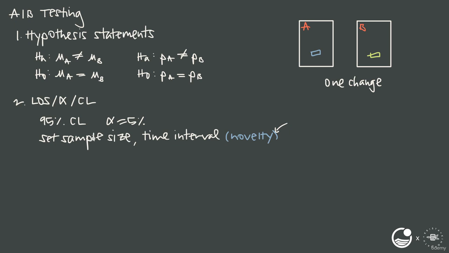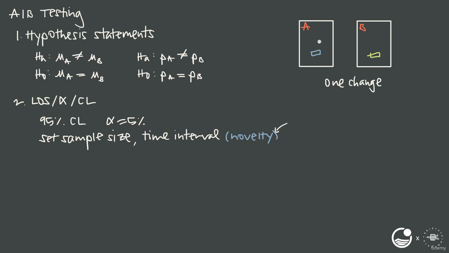So with all that in mind, we pick a confidence level and therefore an alpha value. We set a certain sample size and a time interval, and we've committed to sticking to that time interval. Our next step is going to be to calculate a test statistic. But before we go there, let's talk about why we're even doing this A/B testing in the first place.